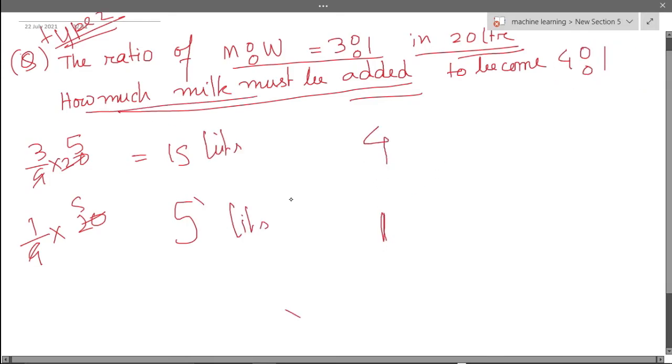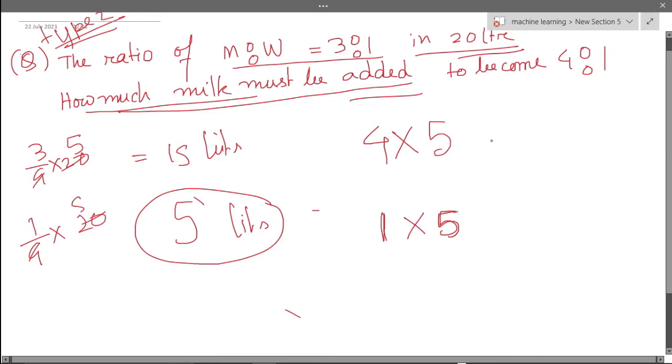After adding some milk, the ratio becomes 4:1. After adding milk, the water is the same. Here the water is 5 liters, so here also water should be 5 liters. To make it 5, simply multiply with 5. Here we have multiplied with 5, so here also we multiply with 5 because it is a ratio. So the ratio becomes 20 liters and 5 liters.